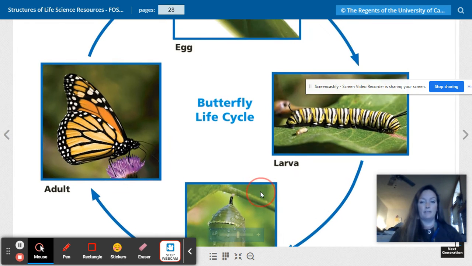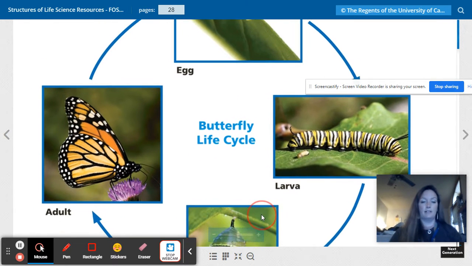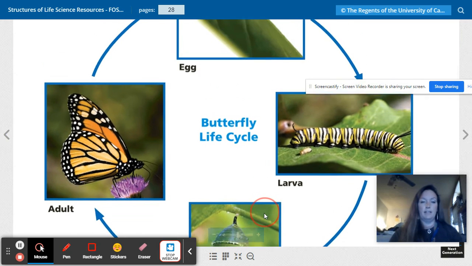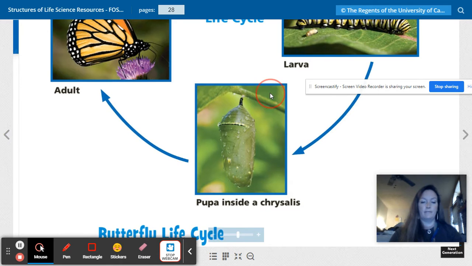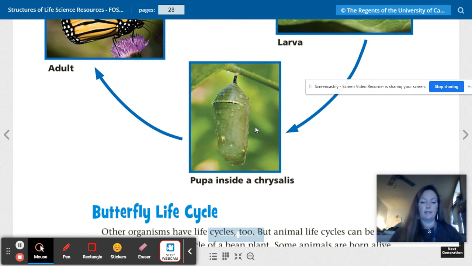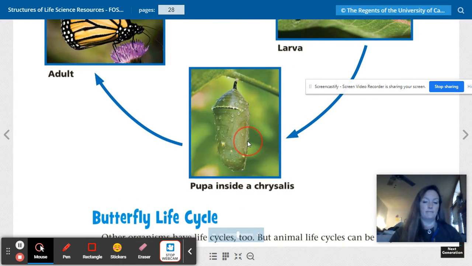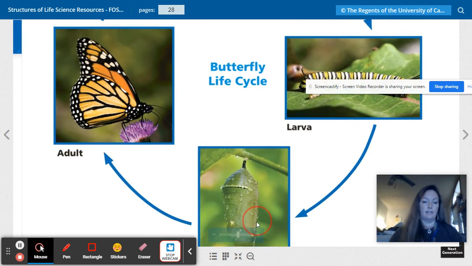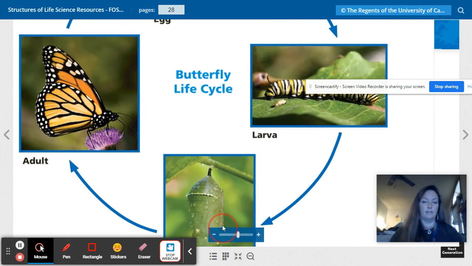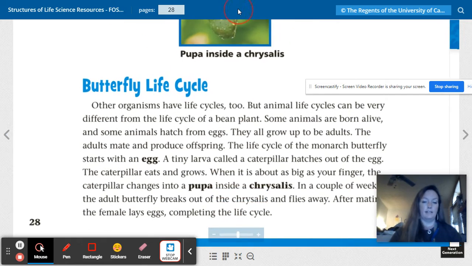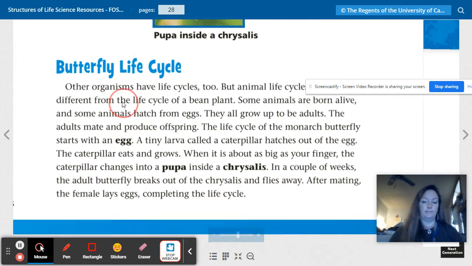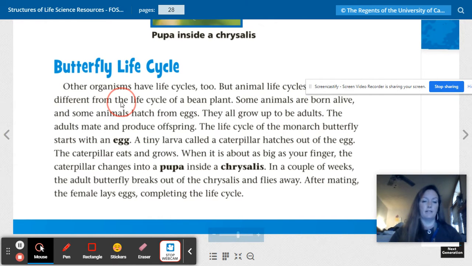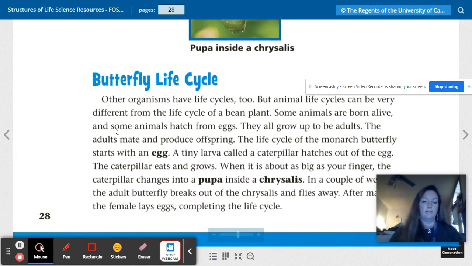So another life cycle we can take a look at is the life cycle of a butterfly. It begins as an egg, grows into a larva. There's a pupa inside a chrysalis, and then it grows into an adult. And then the adult produces an egg again, and this cycle continues. Butterfly life cycle.